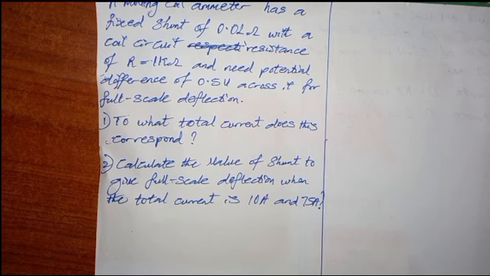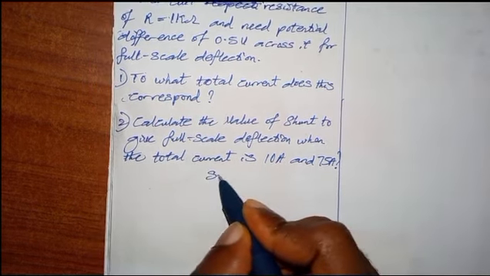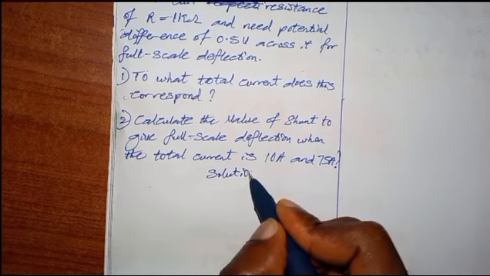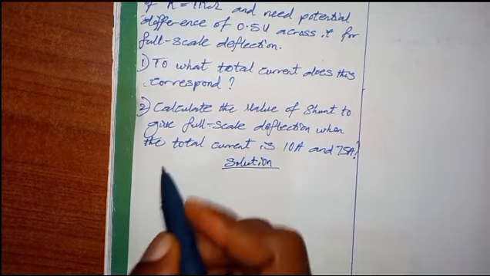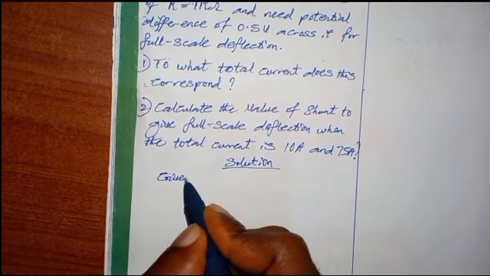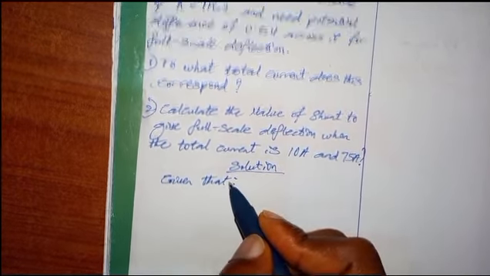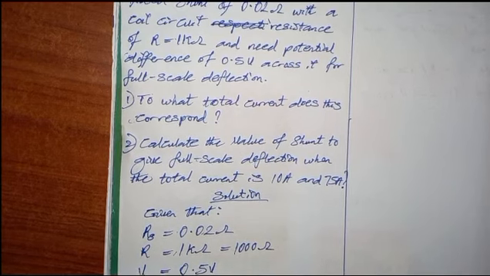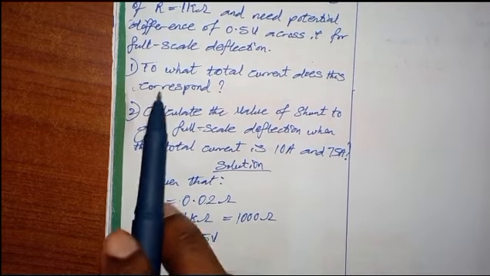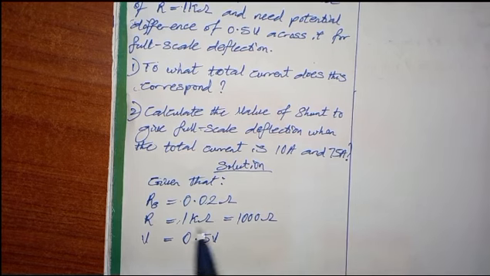So we are going into the solving now, which is the solution. I would like to write out the parameters that are given. According to the question, these are the parameters given. I want to solve the first one now: to what total current does this correspond?